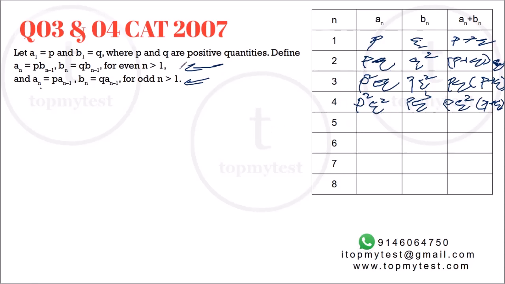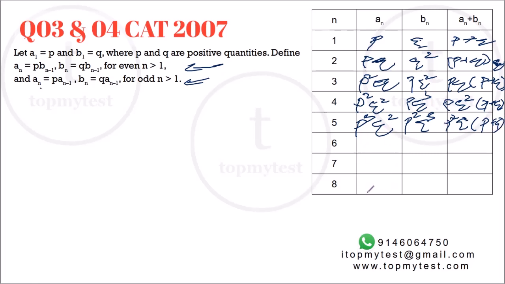For the fifth term, it will be odd. So again, p times the previous a term. P times the previous a term will be p cube q square. And this will be q times the previous a term. Q times the previous a term will be p square q cube. If I take p square q square common, that will be p plus q.